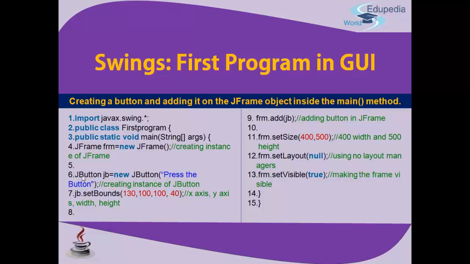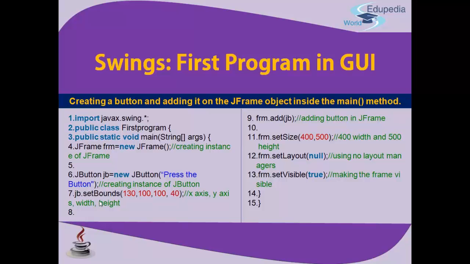Line number 6: you are seeing that you have created the object of the button with the class name JButton. jb is an object name equal to new JButton, and within the JButton parentheses you can see that the parameter, the message, is written: "Press the button". So you can easily see that you are presenting something on the button. If the message is not according to the standard, it looks awkward, so keep maintaining the standards as well.